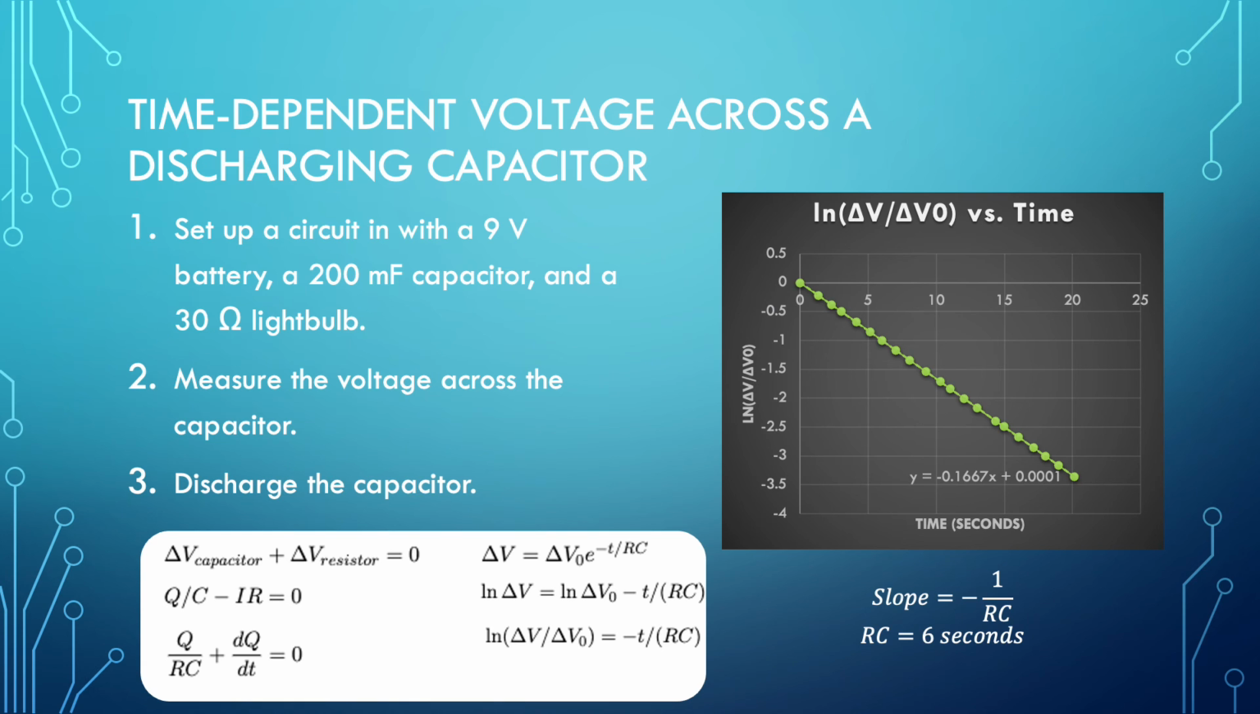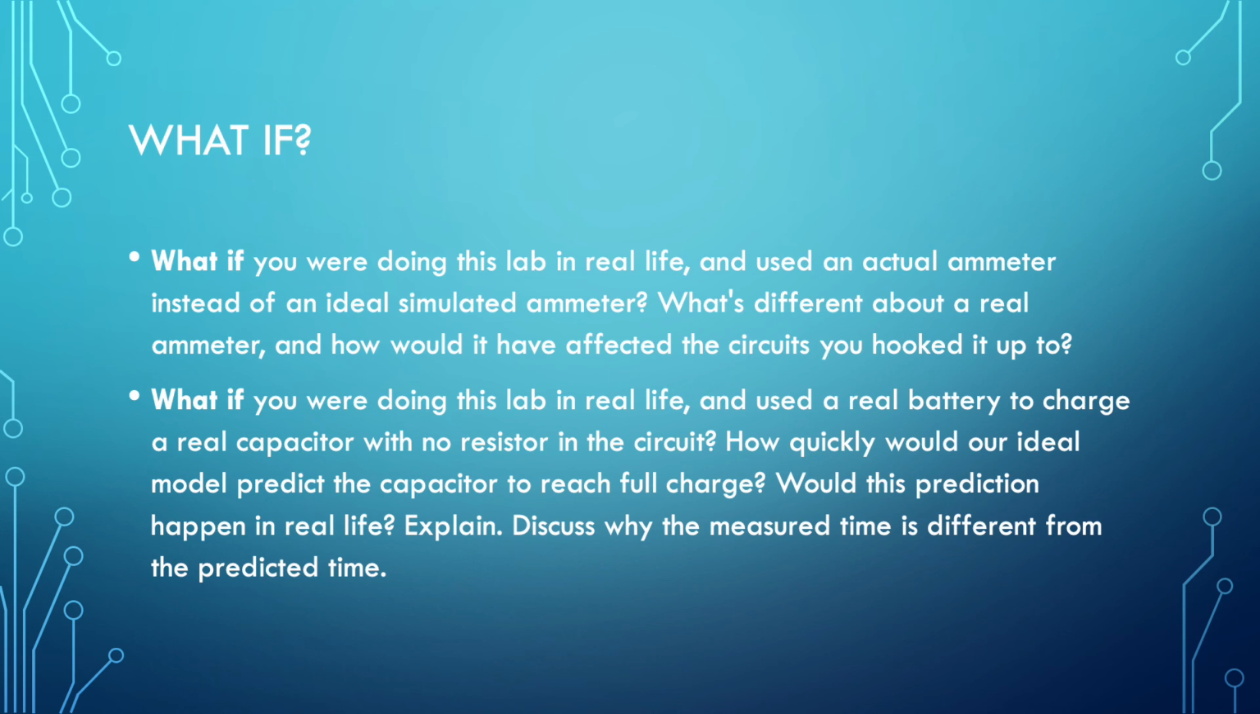Finally, I set up a circuit with a 9 volt battery, a 200 millifarad capacitor, and a 30 ohm bulb and charged the capacitor. I measured the voltage across the capacitor as it was discharging and plotted data for ln of delta V over delta V naught versus time. Utilizing the loop rule, Ohm's law, and capacitance, we can find that the slope of the linearized data is -1 over RC, and therefore we find that RC equals 6 seconds.